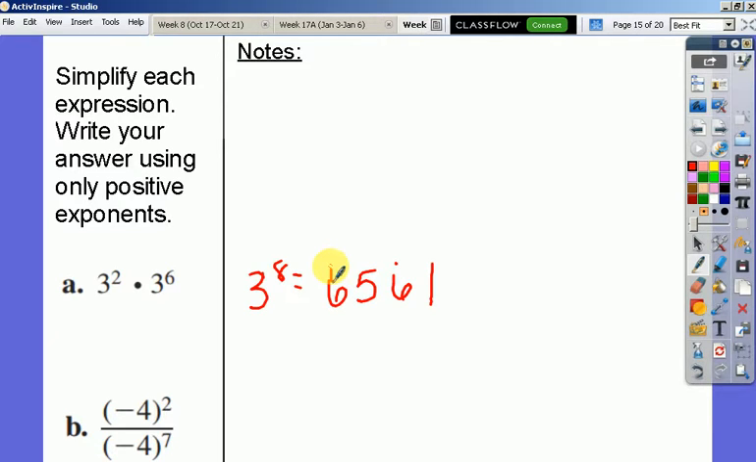Now for b, what do I notice about those negative 4s? They're in parentheses. So I have to take that into account. Well, I'm dividing two exponents of the same base, so what do I do with those exponents? Subtract. Now there are two ways that you can think about this. You can just subtract them directly, and what you'll end up with is parentheses negative 4 to the what? Not to the 5th. To the negative 5th, right? Because you're subtracting.